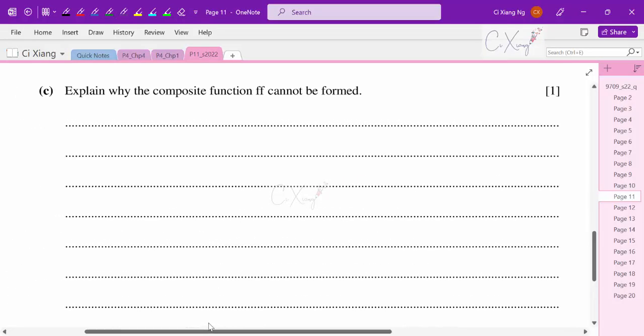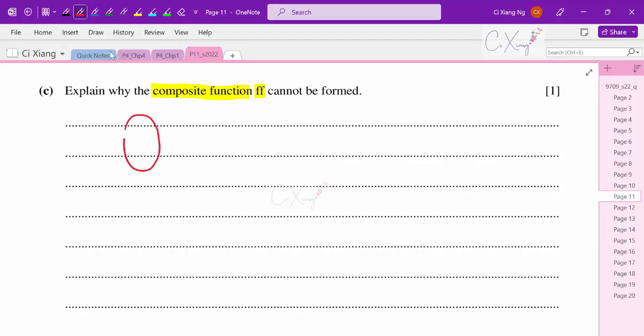All right, so they are asking why the composite function ff cannot be formed. Okay, so basically they are talking about the composite function ff. If you have a look at the arrow diagram of the composite function ff, basically it will look something like this. So from here to here is function f. From here to here is also function f.